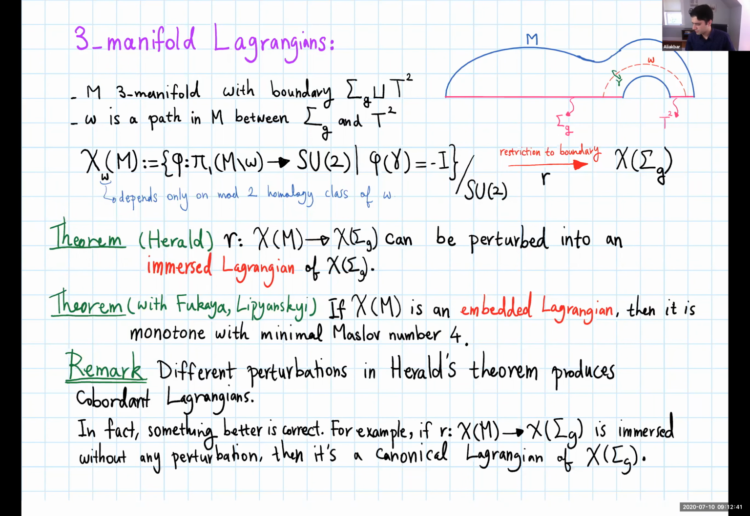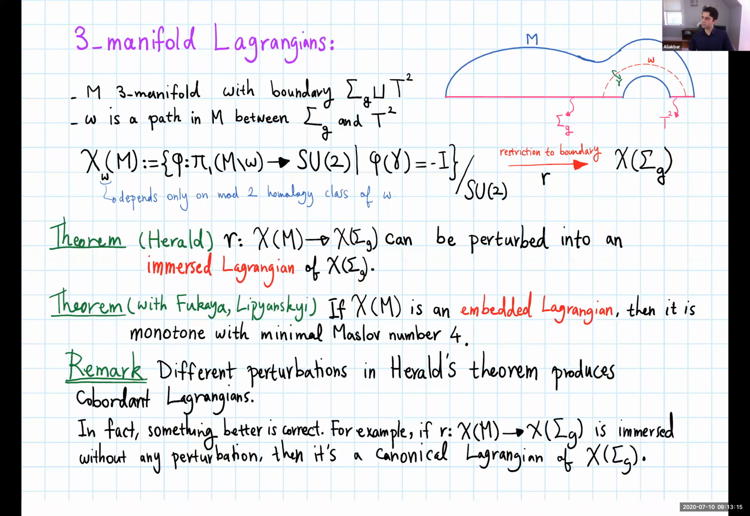In fact, something slightly better is correct. I don't want to make that very precise here, but let me mention one manifestation of this better property. Let's say that you start with some 3-manifold and you can define this chi of M without any perturbation. Then this smooth Lagrangian that you obtain is in fact some canonical Lagrangian inside our symplectic manifold.